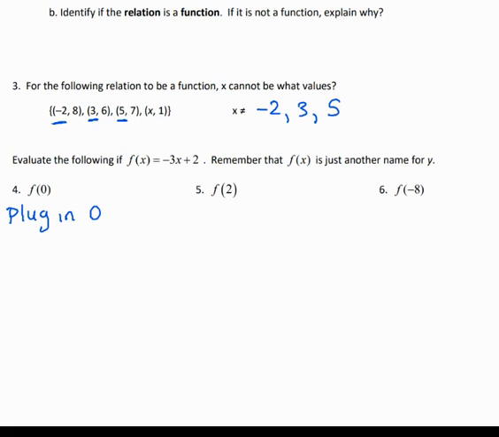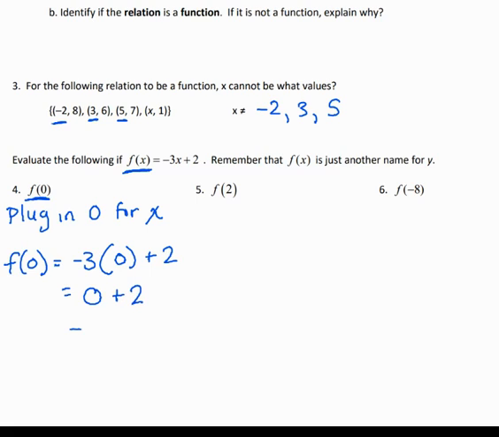Plug it in, right? Yeah, in for where? For F. Kind of, sort of. No, for the X value, okay? Because notice here, like f of X and now f of 0, what's changed is that there's a 0 instead of the X. So it's going to say f of 0 equals negative 3 times 0 plus 2. And I'm evaluating. So I'm actually going to perform all those operations. So multiply first. Negative 3 times 0 is 0. And then 0 plus 2 is 2. So there's the answer.